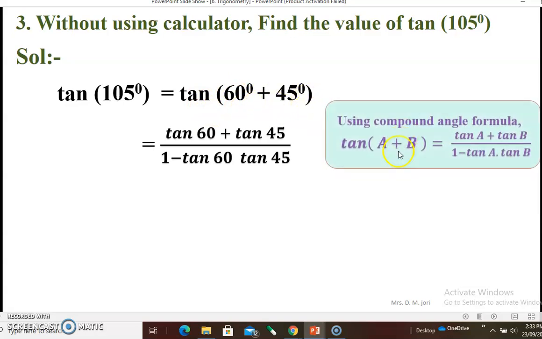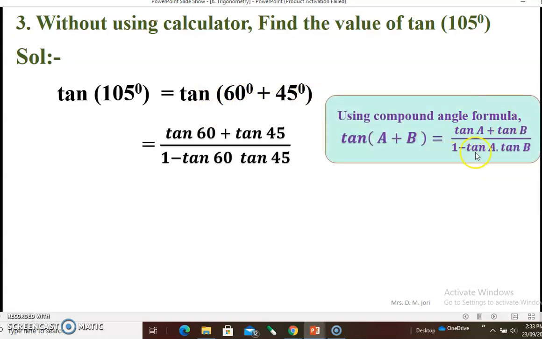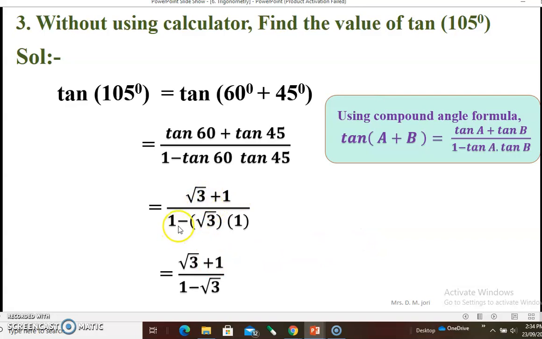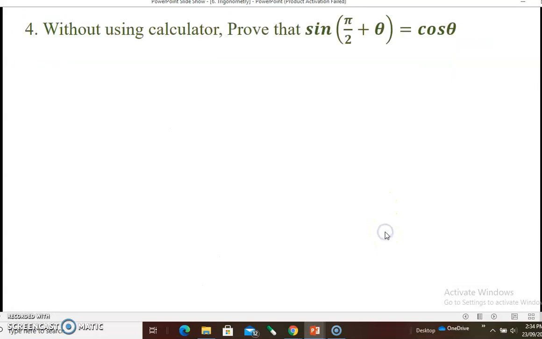What is the formula of tan A plus B? It is tan A plus tan B upon 1 minus tan A tan B. Right? So by that formula, split it. Tan 60 plus tan 45 upon 1 minus tan 60 into tan 45. The values are known to us. Tan 60 is root 3, tan 45 is 1. And hence the answer is root 3 plus 1 upon 1 minus root 3. This way you have to use those compound angle formulas to split the angles and find the solution.